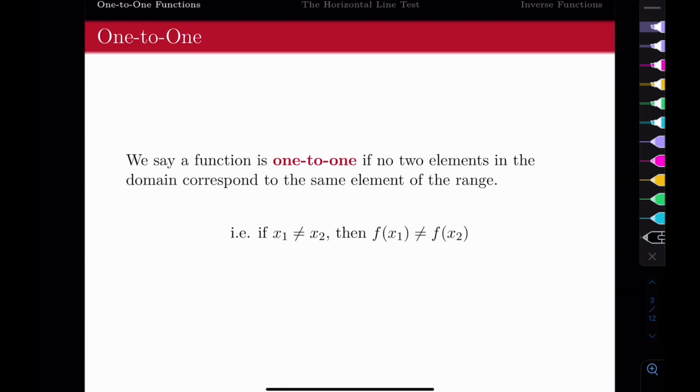function. Okay? So when we say a function is one-to-one, it means that no two elements in the domain correspond to the same element of the range. So essentially the way you can kind of think of this, if your x values are different, then your y values have to be different. So when we started talking about whether something was a function or not, we were checking that the x's didn't repeat. We didn't care what happened to the y's. Now we want to kind of take it a step further and say, do my y values repeat? If they do, then my function is not one-to-one.